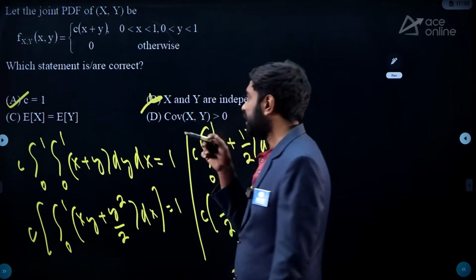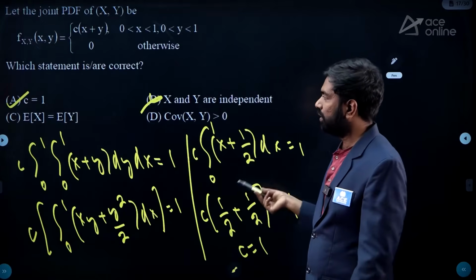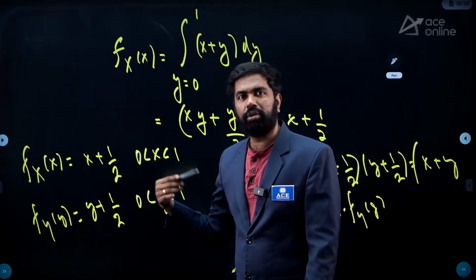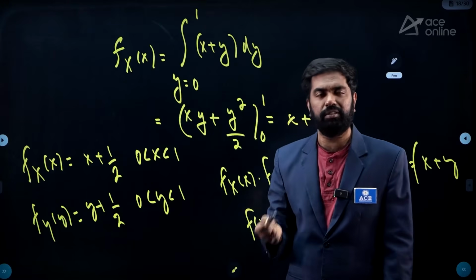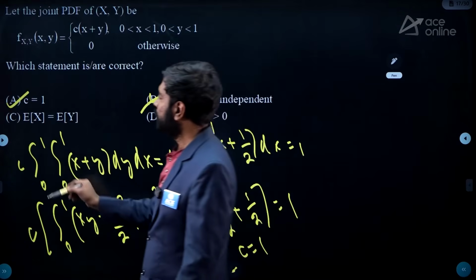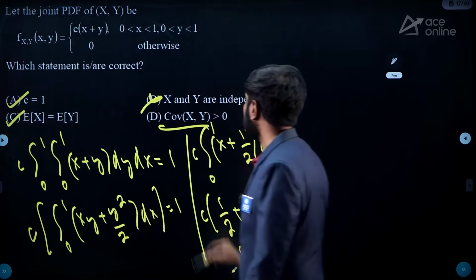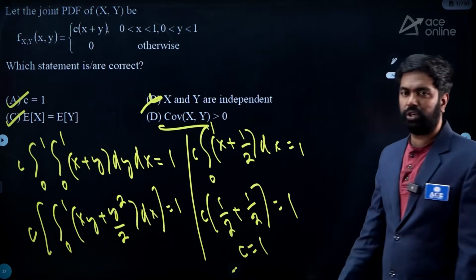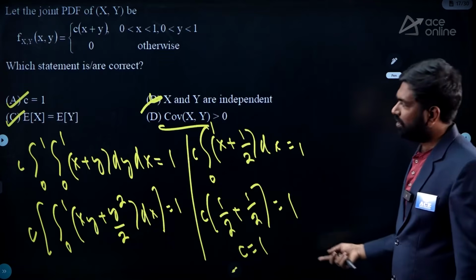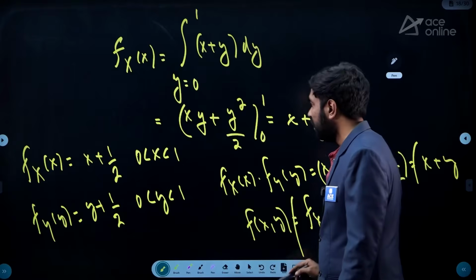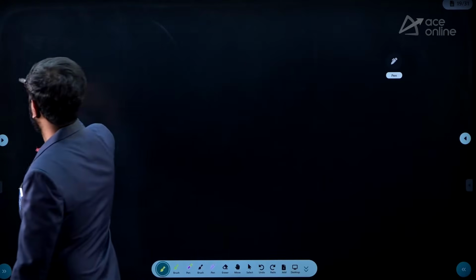And then we need to find expectation of x. Is it equal to expectation of y? Since they have the same marginals, when you try to find their expectation, yes, their expectation would be equal. So without any hesitation, I can say this is true. And then they are asking you covariance of x comma y. To find the covariance, again you need expectation of x and expectation of y. So it's better we find expectation of x.